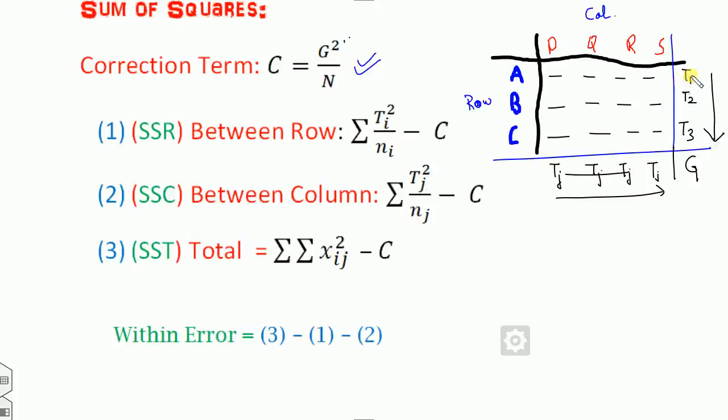So the sum is T1. T1 square, the number of elements here is 4. So T1 square divided by 4 plus T2 square divided by 4, T3 square divided by 4 and so on. In general it will be the summation of Ti square, i representing the row, minus C. Same procedure for the columns. For this column, this is my sum Tj, the number of elements here is 3, so divided by 3 and so on, and the total remains the same, minus C. And the error you can easily calculate: SS total minus these.